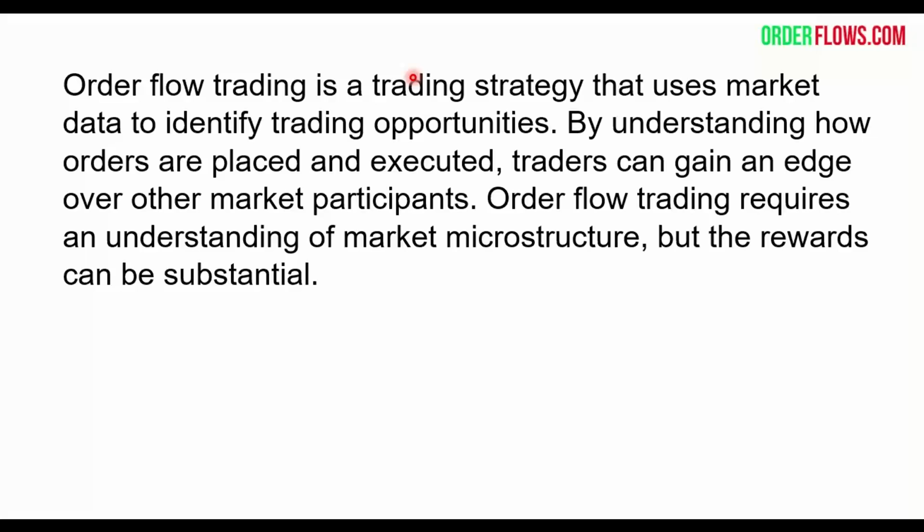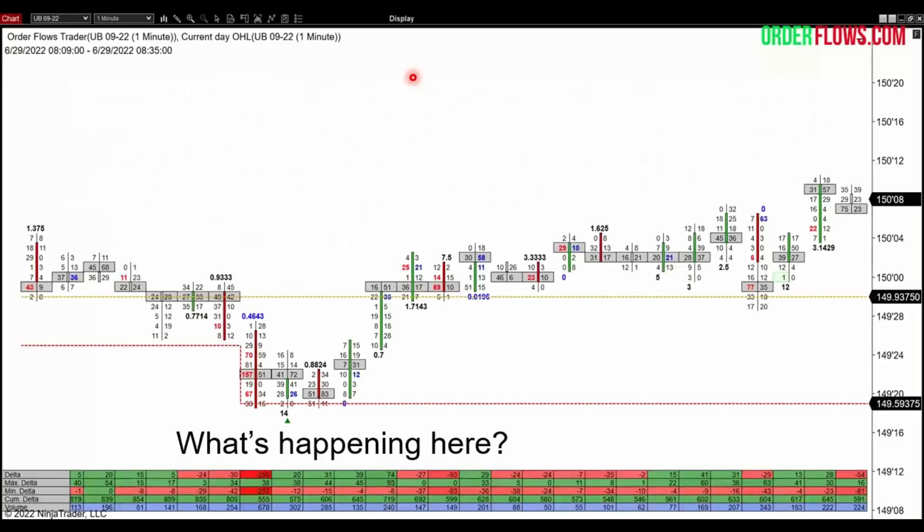That matters. Traders can gain an edge over other market participants by knowing this information, and it's all there for everybody. You don't need level 2 data. Just the level 1 data, your normal data feed, will suffice. Order flow trading requires an understanding of market microstructure, but the rewards can be substantial. Now, don't get scared away when I say you need to know market microstructure. You just need to understand how the buying and selling is taking place.